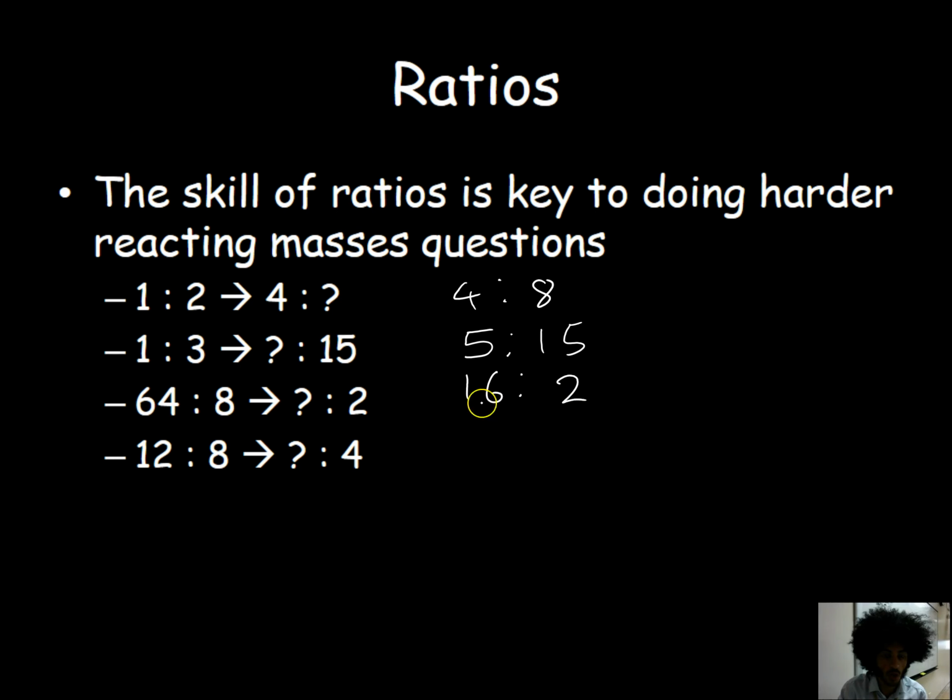Right? Because if I go up by 4, it's going to go up for both. So 16 will have to go to 64 if 2 goes to 8. And then finally, I've got 12 to 8 to something to 4. This, I believe, is going to be 6 to 4. Alright? So you just have to be quite comfortable with those ratios, and you might need to practice it before you try some of the harder problems, or just spend a bit more time on it.